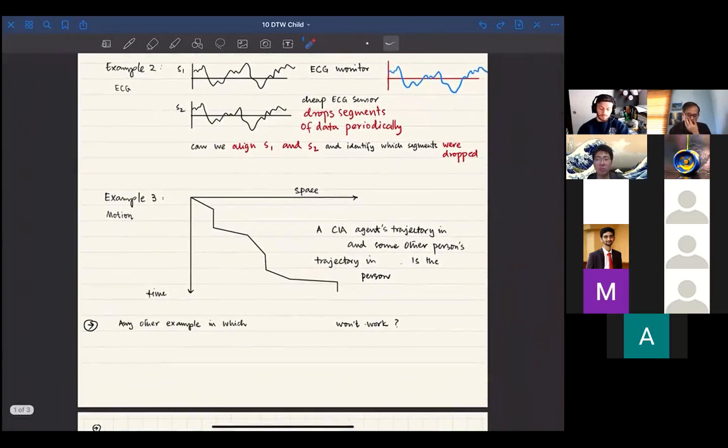Another example where again correlation may not work well is the following. Let's say this is space and this is time. You've seen a similar kind of representation in hidden Markov models. And let's say this is a trajectory that a CIA agent is walking or has walked. You have that trajectory, okay? So the CIA agent's trajectory is in black. Now some other person has also been walking, and you are an intelligence team, and you have this other person's walking trajectory who walks like this.